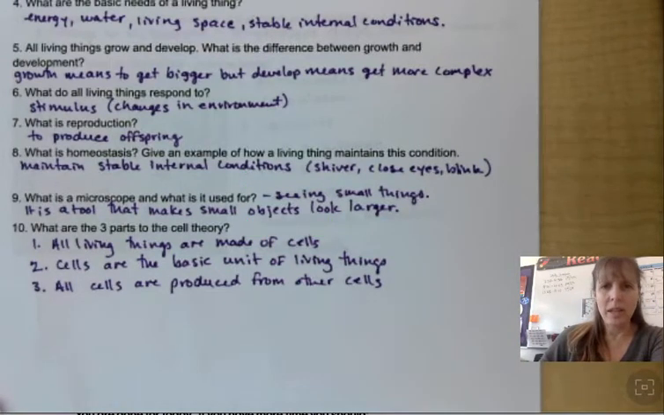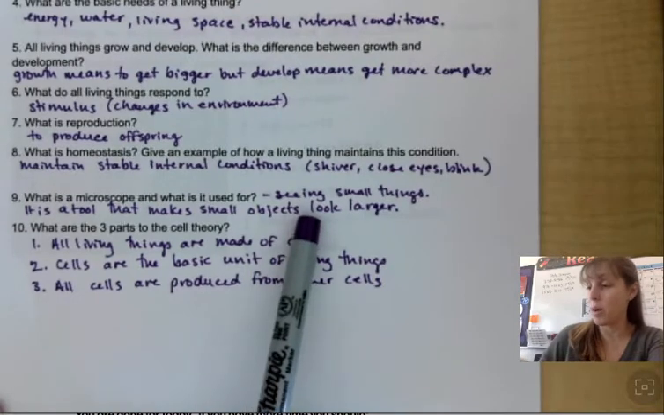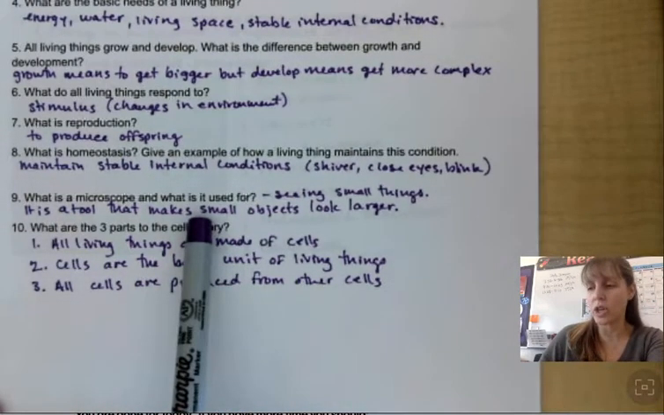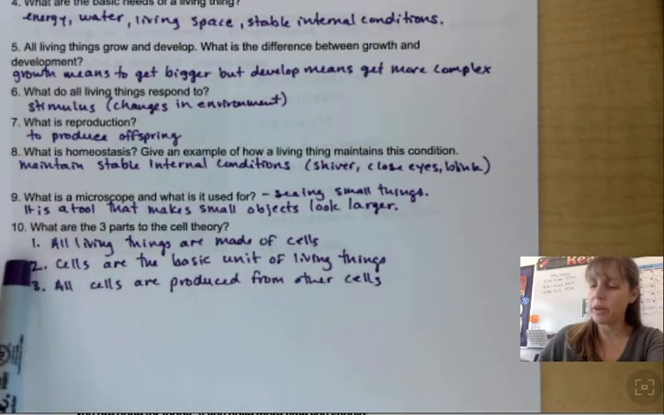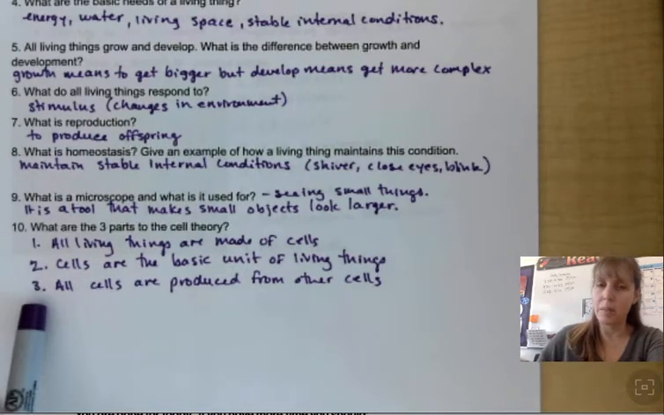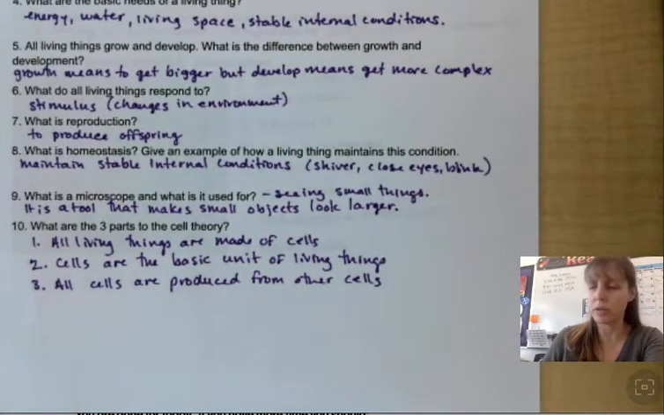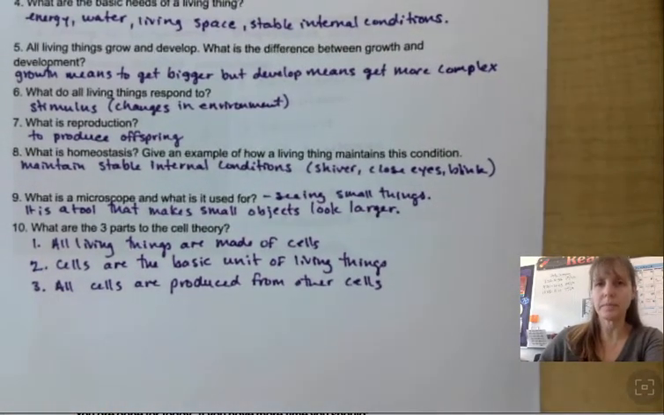Number 9, what is a microscope and what is it used for? A microscope is used for seeing small things. It was a tool that makes small objects look larger. It also really helped in discovering cells and learning more about them. Number 10, 3 parts of the cell theory, not in any particular order. All living things are made of cells. Cells are the basic unit of living things, and all cells are produced from other cells.